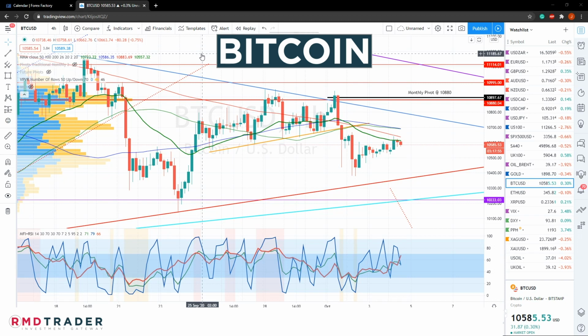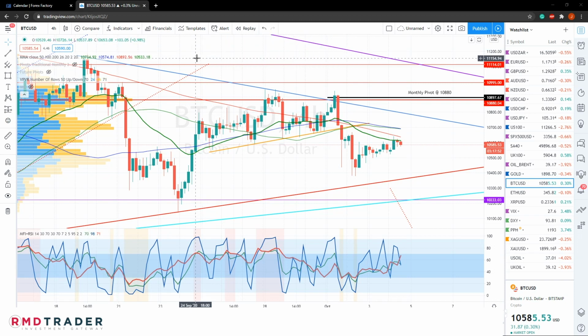We conclude this week's market overview by again looking at Bitcoin. Bitcoin is still rejecting this 4-hour 200 SMA, as we saw happening on the 19th of September. We saw that happen again on the 28th of September, and then again last week on the 1st of October. We have also now rejected the monthly pivot at 10,880, and that means that this monthly pivot has now become overhead resistance at 10,880.